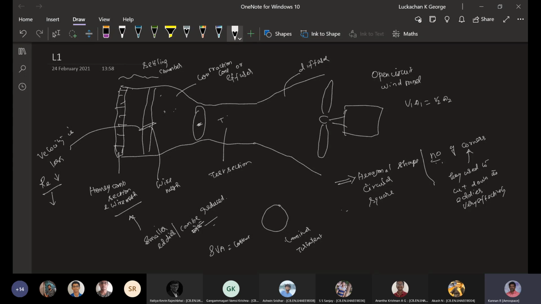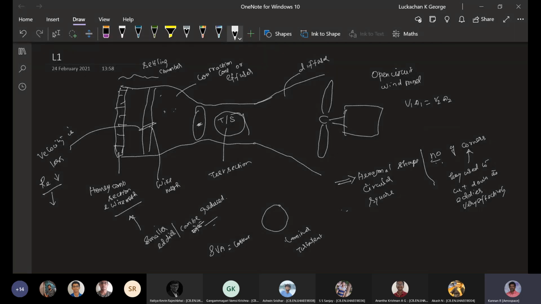Then this is your test section, where you are going to simulate the real-time flow conditions. You are going to place your model, study the force acting on the model, and see how much wake strength there is. You are going to simulate a real-time flow condition in the test section.